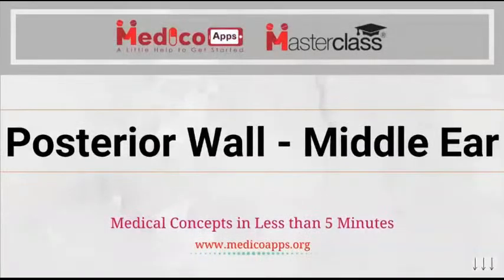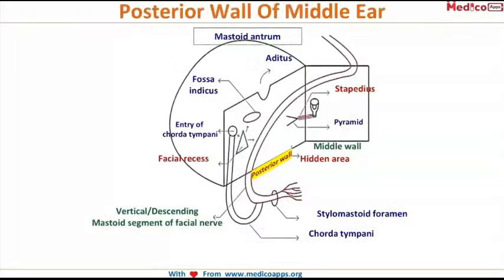Now let's proceed to the posterior wall of the middle ear. So this is the posterior wall. This is how it looks. See, this entire wall is my posterior wall of the ear. Let's understand all of these structures in detail.